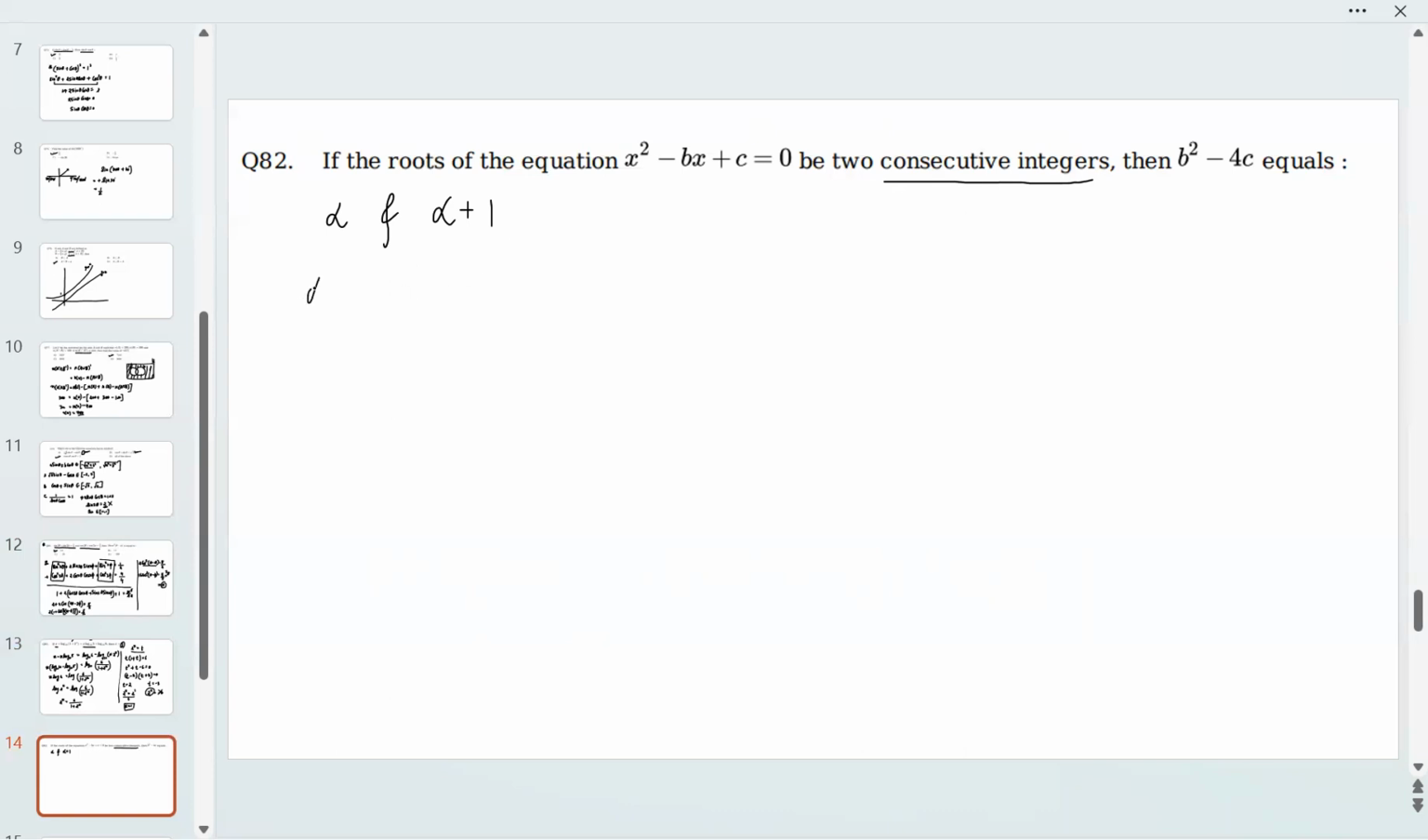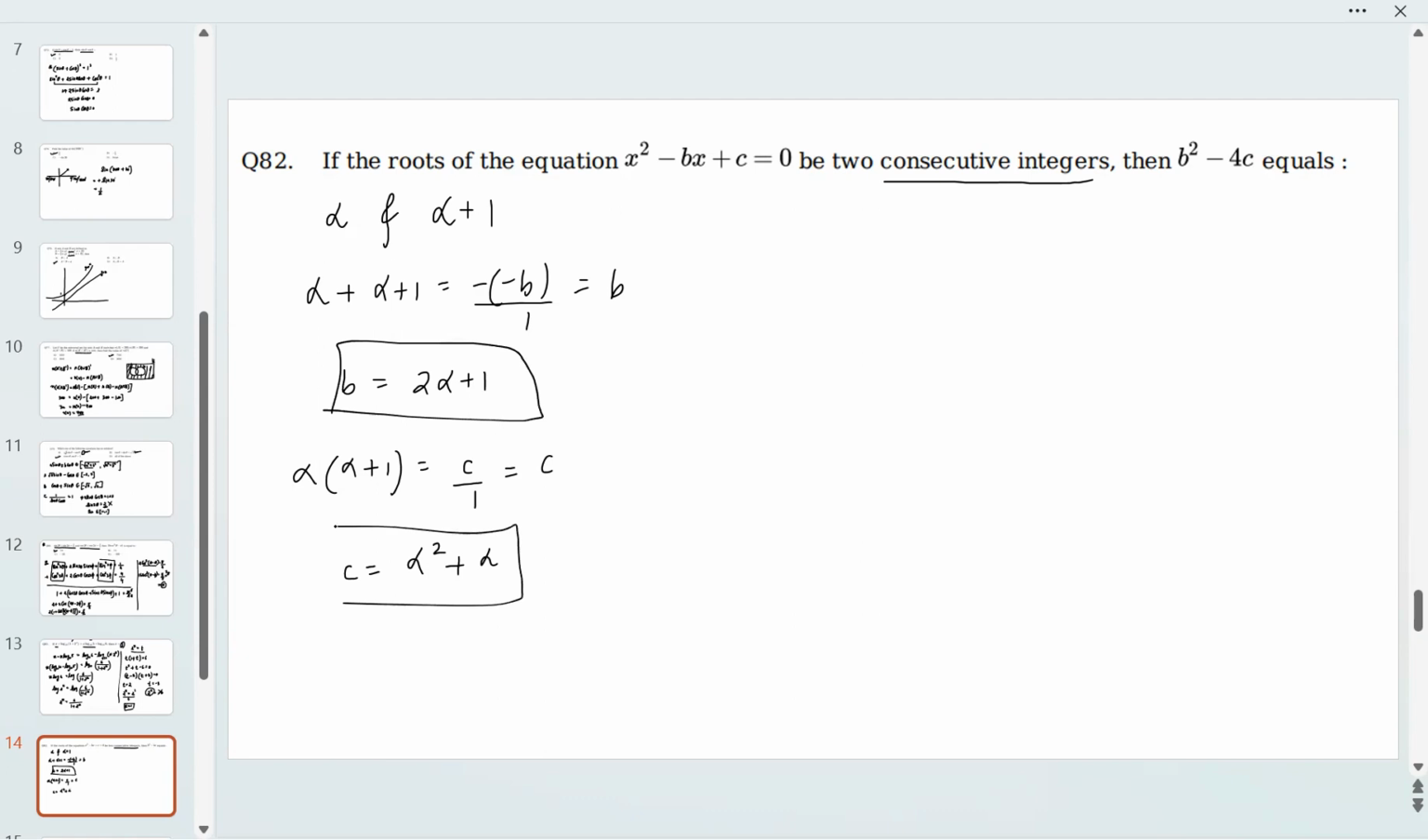We can easily use sum of the roots. Sum of the roots, alpha plus alpha plus 1, is equal to minus b by a. So minus of minus b upon 1, which is equal to b. So from here we'll get the value of b as 2 alpha plus 1. Similarly, we can use product of the roots. So alpha into alpha plus 1 is equal to c by a, so c by 1, which is equal to c. So from here we got the value of c as alpha square plus alpha.